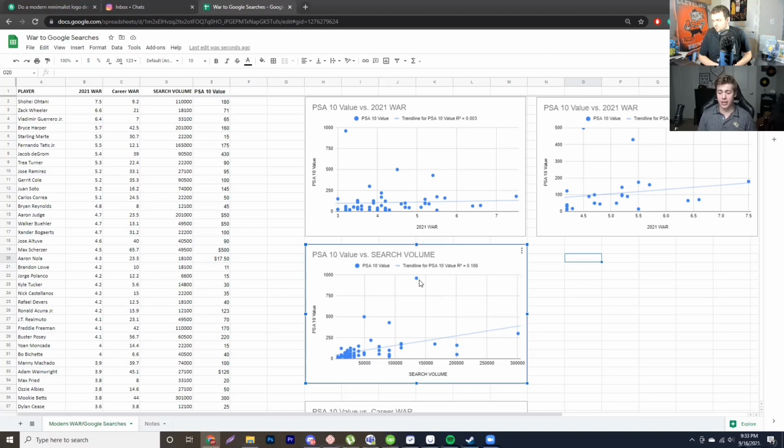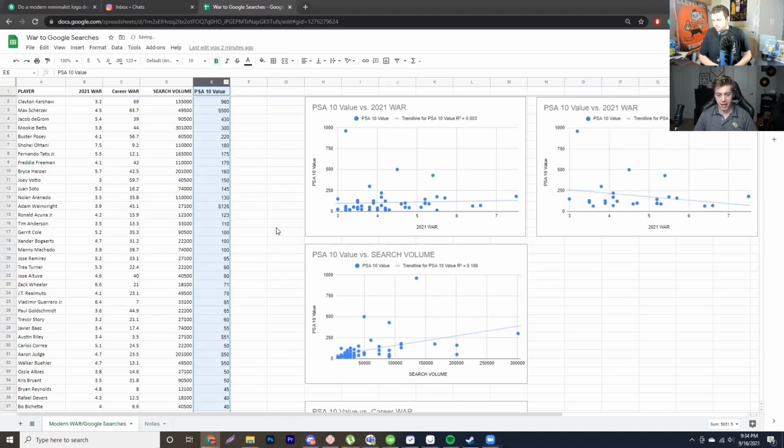And you can see right here, the exception was the $960 value, and that is Clayton Kershaw. For some reason, people aren't searching up Clayton Kershaw that much. Don't know why, but you can see how far off he is compared to a lot of the data. Over here, I believe that was Mookie Betts at 300. I can double check right here. And you can see that is Mookie Betts, and he almost follows the trend line based off of searches and everything along the lines with that.